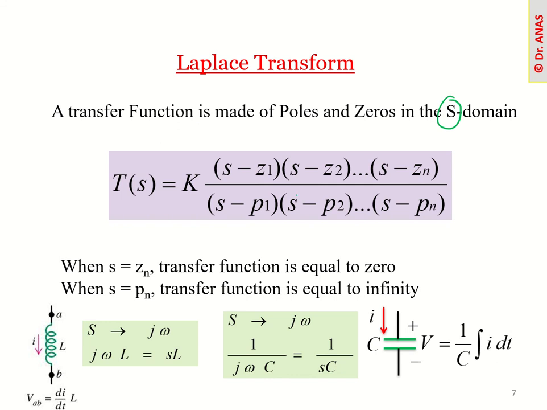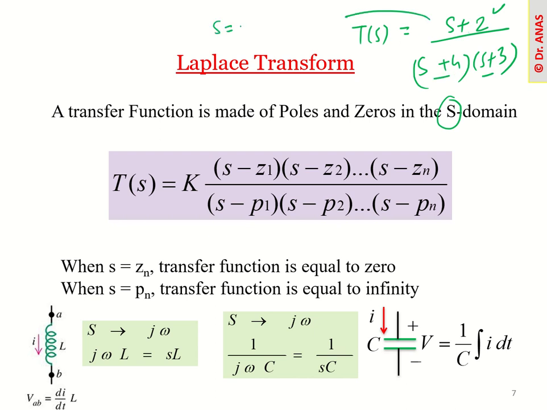So the general transfer function is, for example, let's say I have a transfer function which is like this. So these are called the zeros of the transfer function, and these are called the poles. So here we have a zero at -2, and we have the poles at -4 and -3. So these are called zeros and poles of the system.